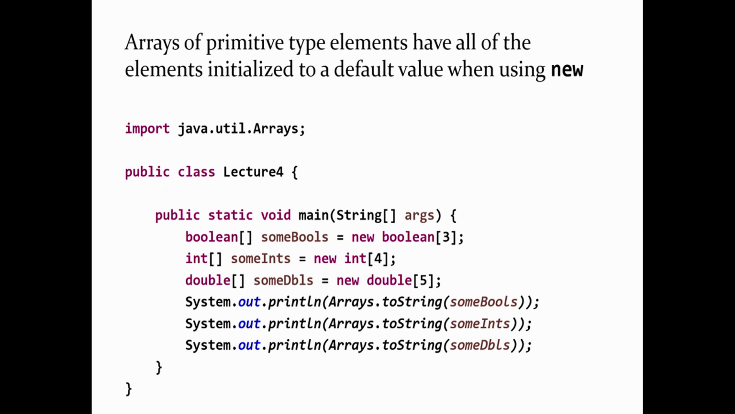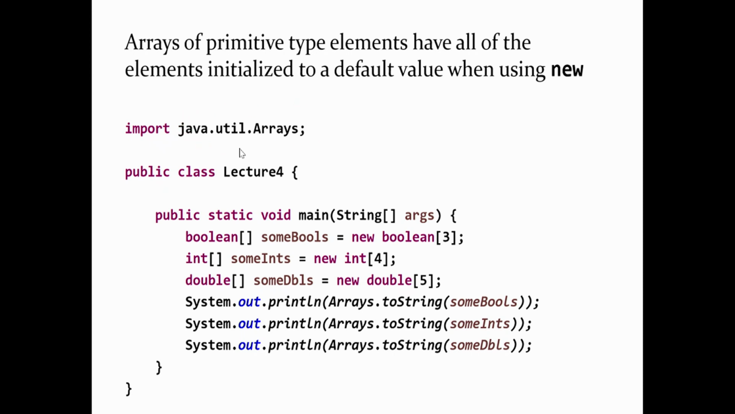Now, when you go to print out an array, you can't just say println and then the array name. If you do that, you'll get gibberish, a sequence of characters and numbers that won't make any sense to you. If you want to print an array, you have to call some method that converts the array elements into a string. The method that does that is called Arrays, big A, toString. That class Arrays is that class right there.